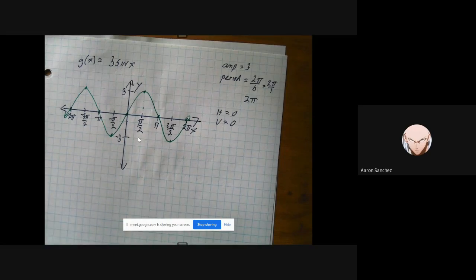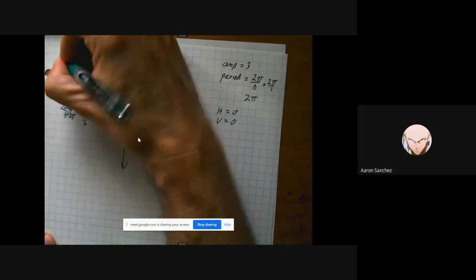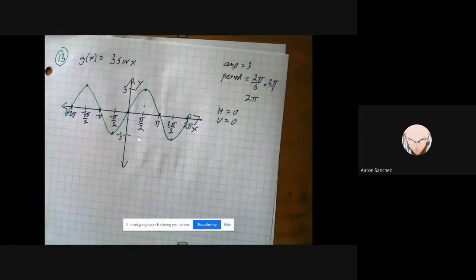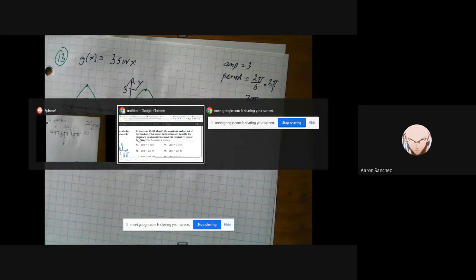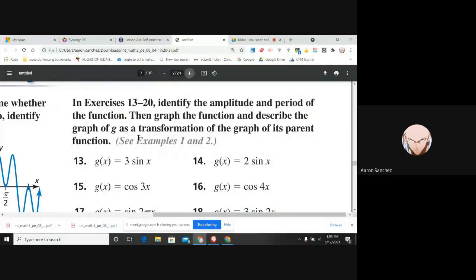I think that was 13, wasn't it? The hardest part is the H, when you get a shifty shift. That's 13. Let's do 17.